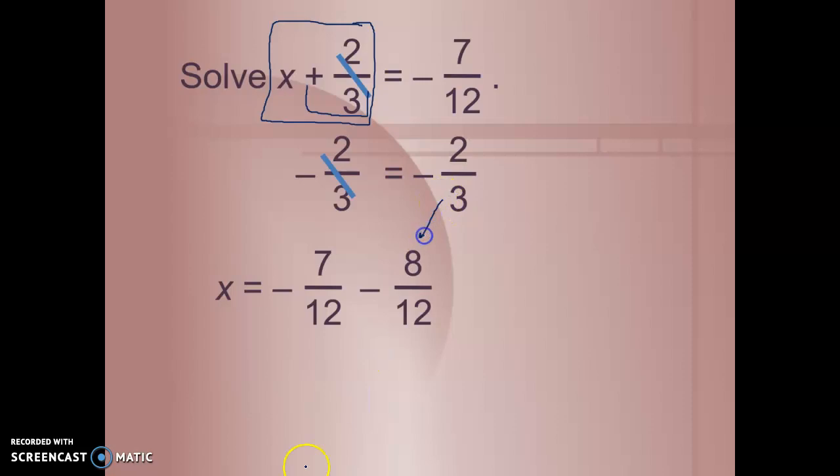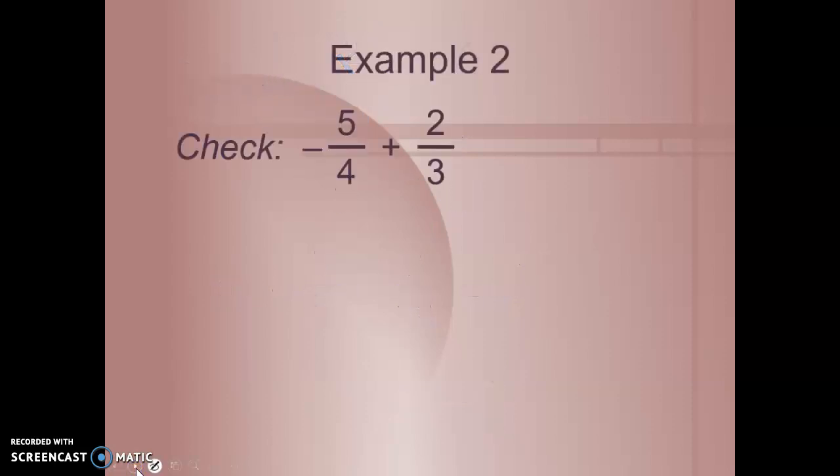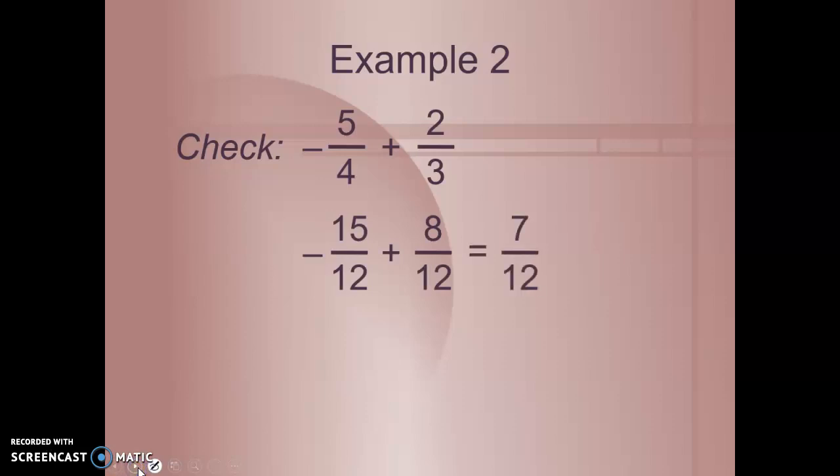2/3 is the same as 8/12. And when we combine those, we get x equals negative 15 over 12, which can be simplified to x equals negative 5 over 4. If we were to plug that back in, we would be able to make a true statement. Negative 15/12 plus 8/12 is 7/12. That is true.